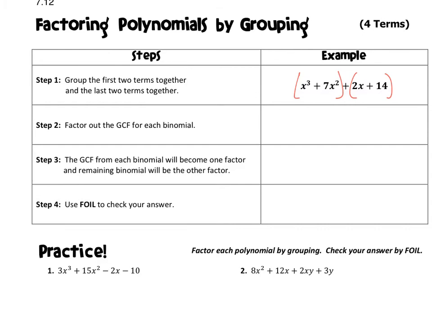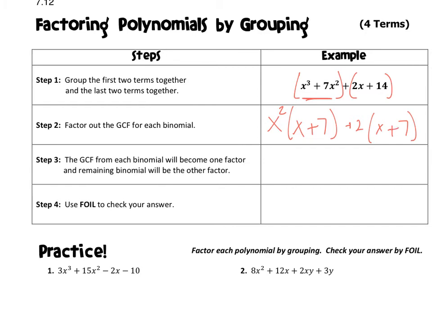Now it says factor out the greatest common factor for each one of these. So let's look at x cubed plus 7x squared. I think my greatest common factor here is just going to be x squared. When I factor that out, this turns into x plus 7. Now let's look over here to the right. Again, we're going to factor out the greatest common factor, think number and variable. That would be a positive 2. You don't have to write the plus sign right now. But then this also factors into x plus 7.